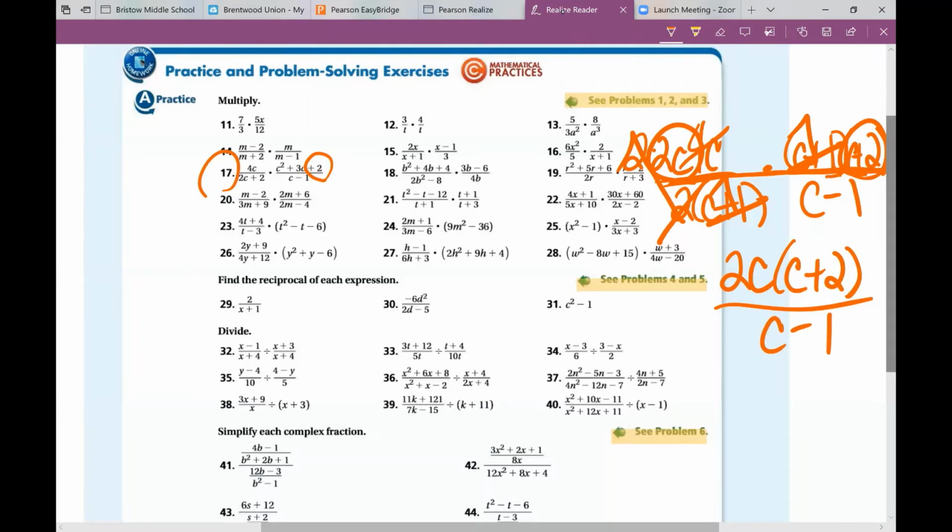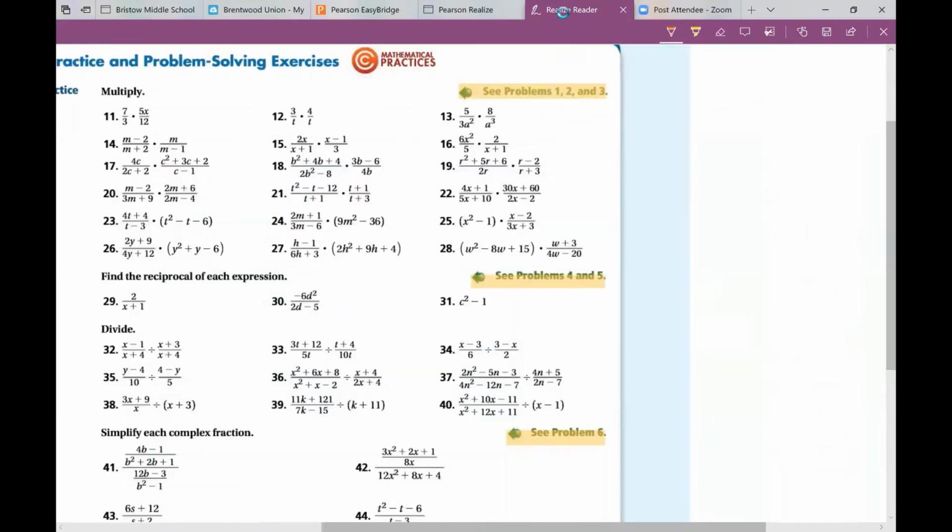If you were to check this in the back of the book, I believe they want you to multiply the numerator back out. I don't need you to do that. I'm perfectly fine with you leaving it like this. I actually prefer it like that. But if you were to check this one in the back of the book, it probably has 2c squared plus 4c as the numerator and c minus 1 as the denominator.